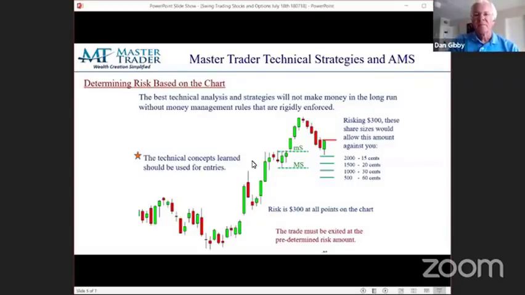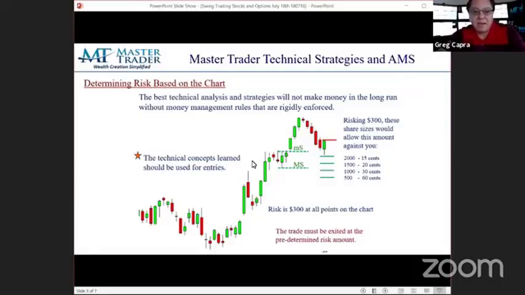Perfect. I hope that helps. So whoever emailed me, I forget who it was, this should be beneficial to everybody, to understand this basic money management.